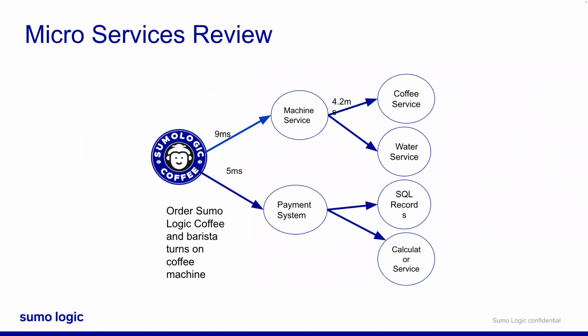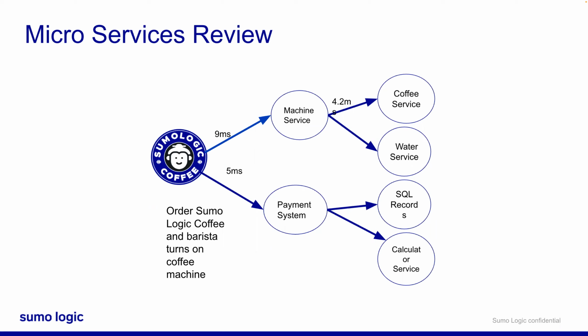Now, what we're going to do is start to look at those microservices occurring. That's what this chart I'm trying to show is: you have your Sumo Logic Coffee order that gets placed. Then that order gets split off into those microservices of the machine service and the payment service. The machine service is responsible for brewing the cup of coffee. On the other side of the house, we have the payment system, which is responsible for calculating the cost of the coffee. How much was that cup of coffee? Looking at the SQL records for various drinks, using a calculator service to add it up, add tax, do what it does, and provide that value. And so once again, it's just like microservices.